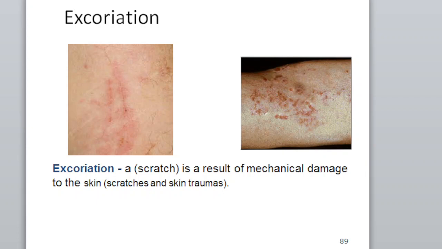Excoriation, a scratch, is a result of mechanical damage to the skin, scratches and skin traumas.